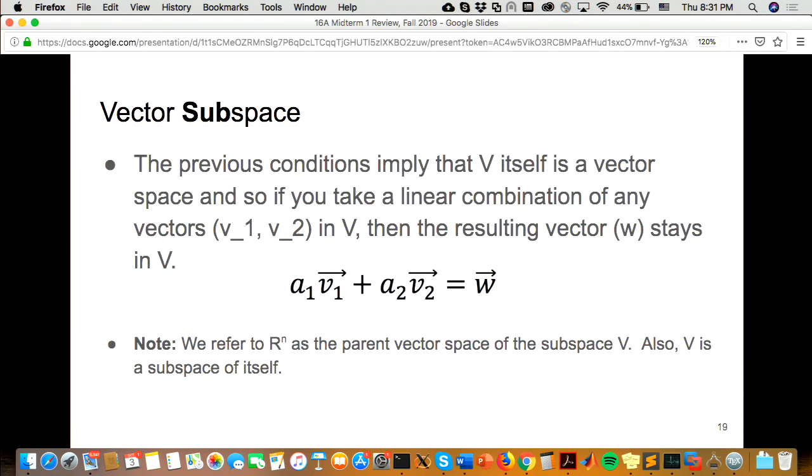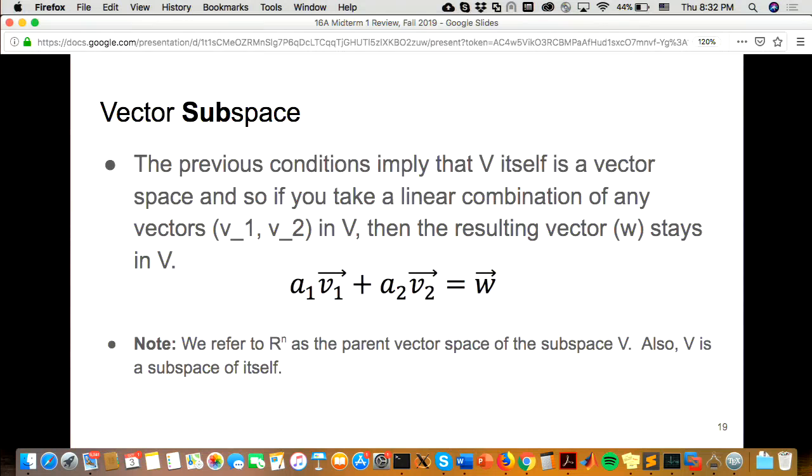Basically, the reason that I pointed out these properties is that if I show that a certain subspace qualifies as a subspace, then it is itself a space. So it has all the properties that I showed in the first slide. And any linear combination of any two vectors in that subspace also belongs in that space, which is written out in this equation over here. So any v1, v2 in that subspace, any scalars a1, a2, a1 v1 plus a2 v2 is also part of that subspace, right? And also a note for jargon, for people who like it, we refer to Rn as the parent vector space of the subspace, and V is a subspace of itself.